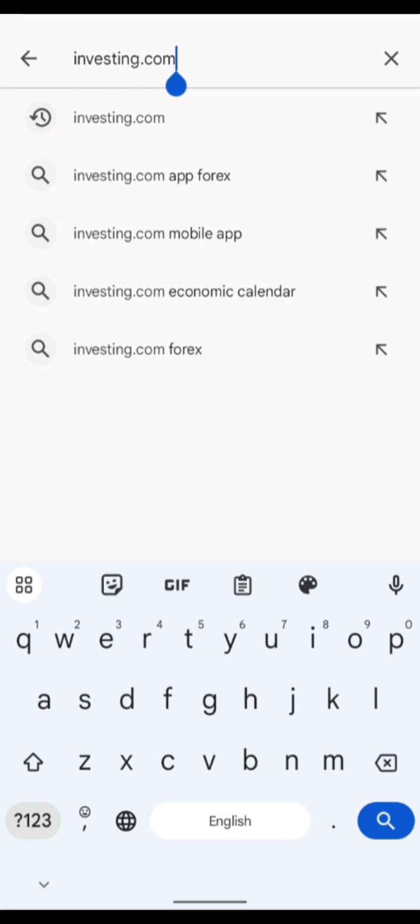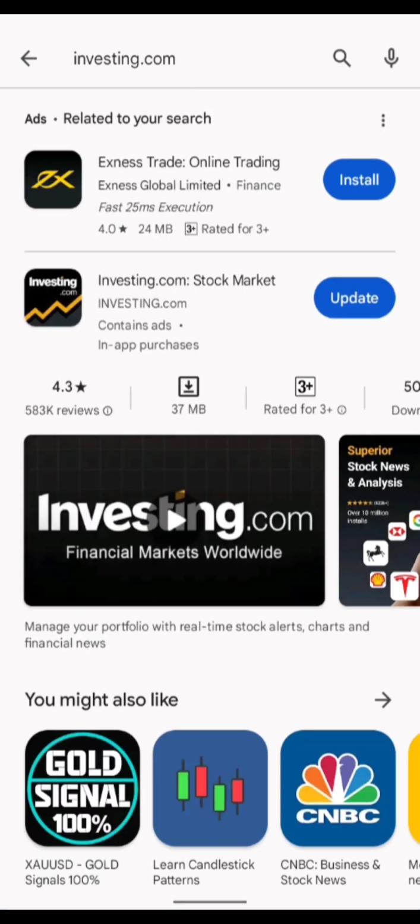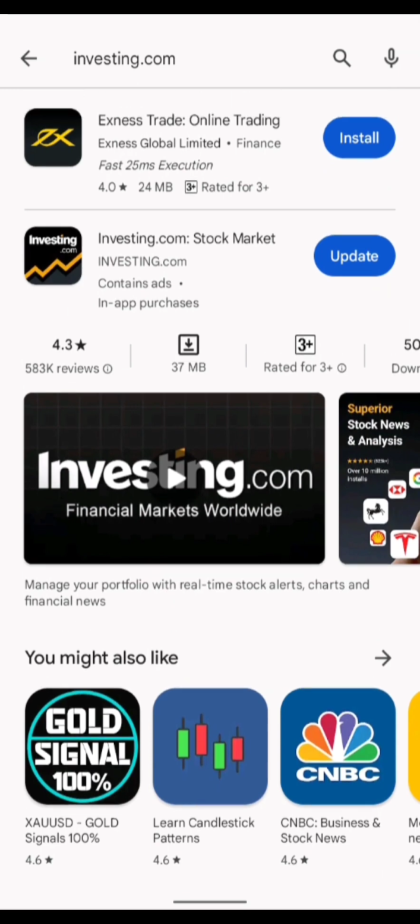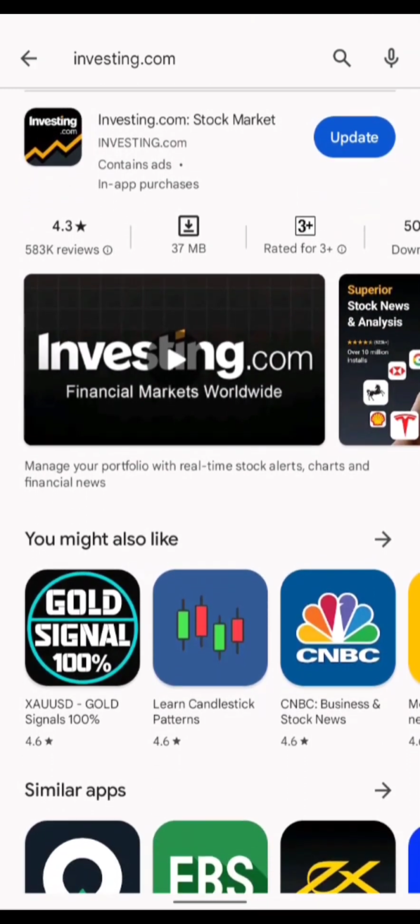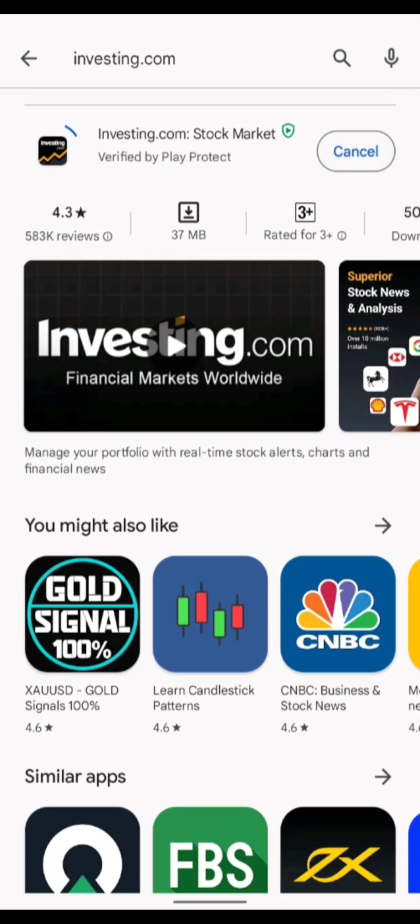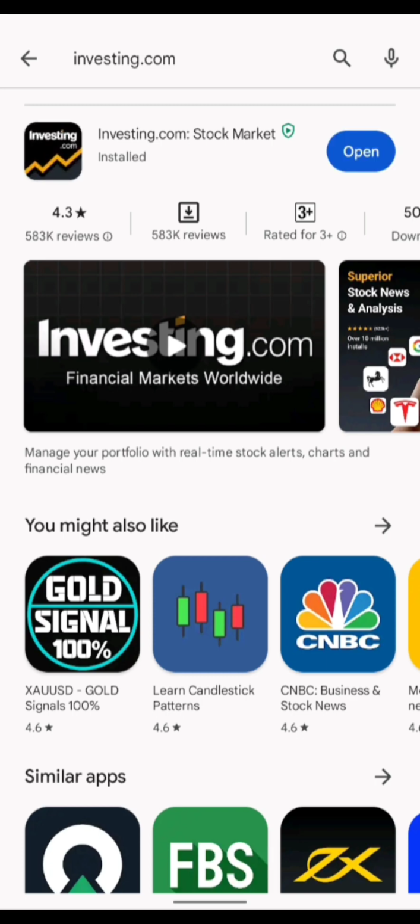So investing.com, there is an application for that. When you search in your Play Store or App Store, you tap. I have it already installed, so it's urging me to update. If you don't have investing.com, it will probably ask you to download and install, so you just follow the procedure. For me, I have updated, so I click open.